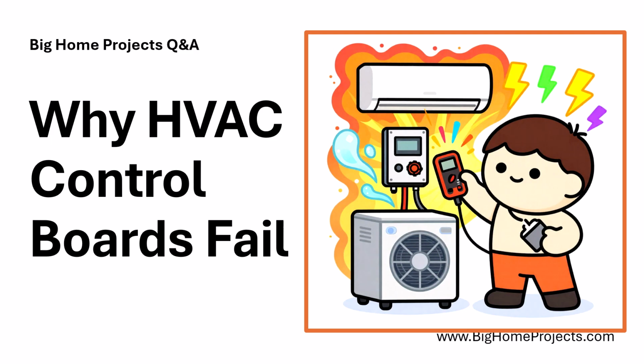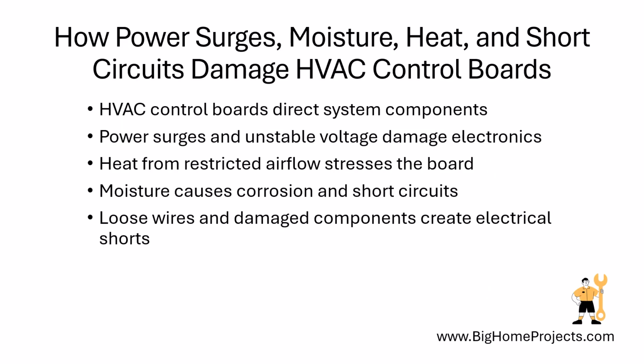What causes HVAC control boards to fail? HVAC control boards usually fail because of electrical surges, overheating, moisture, loose wiring, short circuits, or another damaged part that sends the wrong voltage. The control board is the equipment's main traffic director because it tells the blower, furnace, air conditioner, and safety switches when to operate.